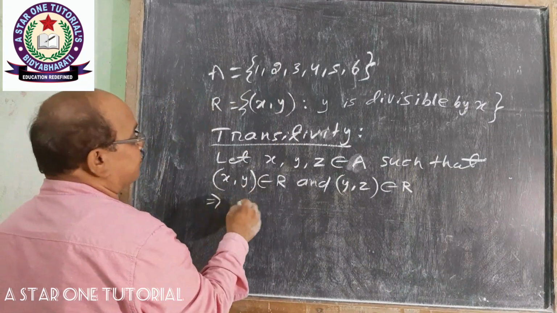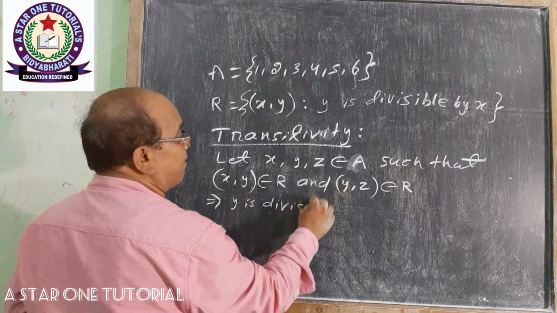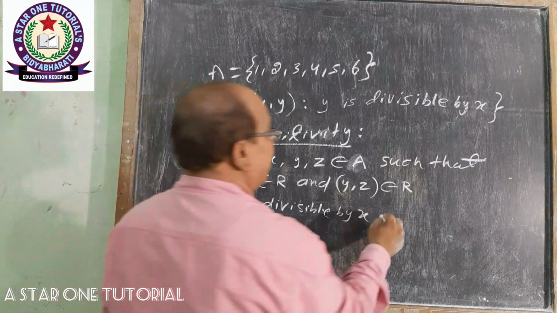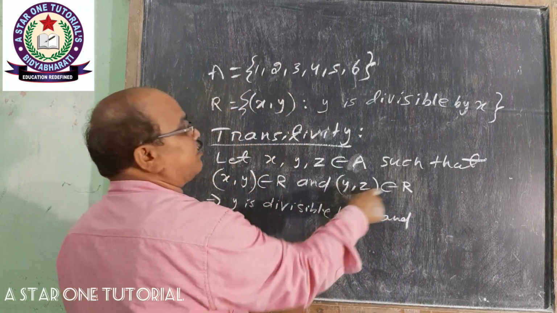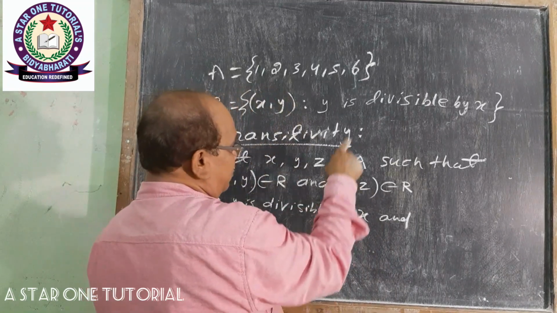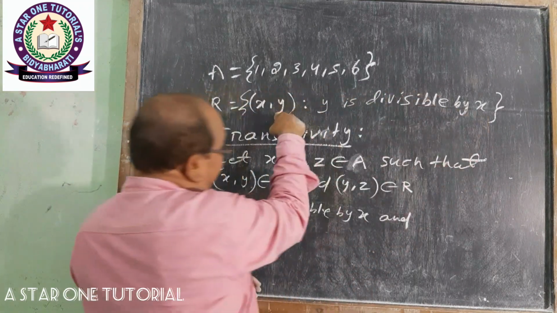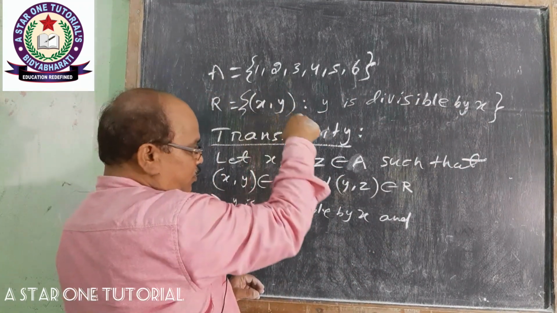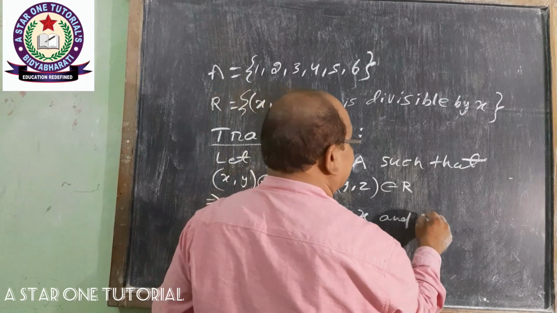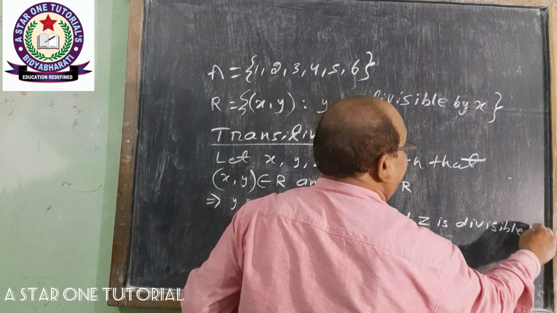That implies y is divisible by x for this pair, and since (y, z) belongs to R, it means that the second element z is divisible by y. Because the rule is that (x, y) belongs to R means y is divisible by x. The second element is divisible by the first element, not the other way around. That's why (y, z) belongs to R means z is divisible by y. So we can write z is divisible by y.